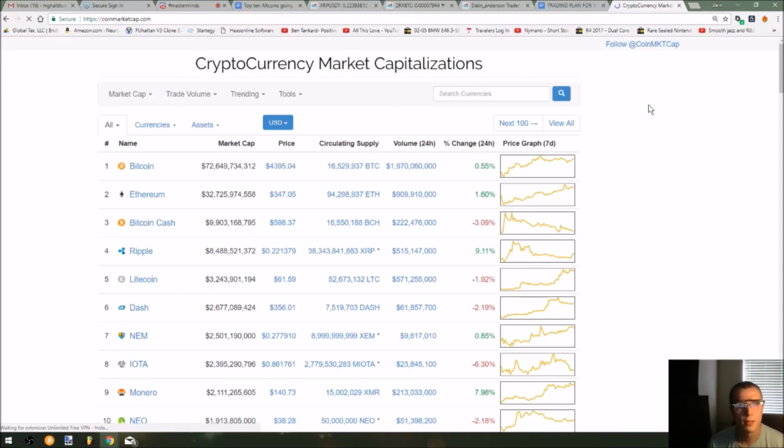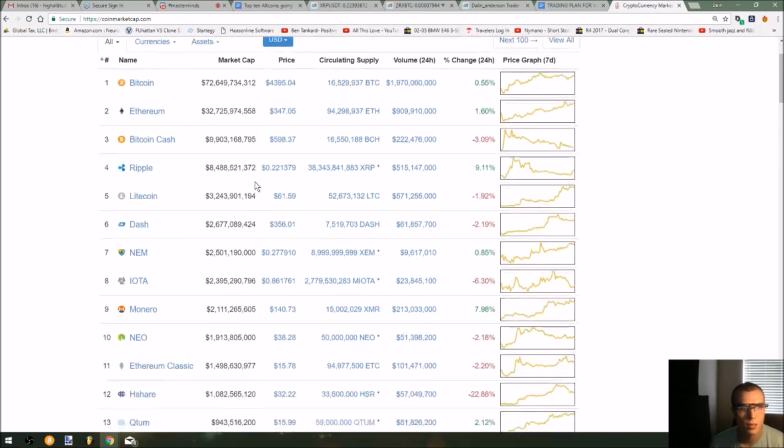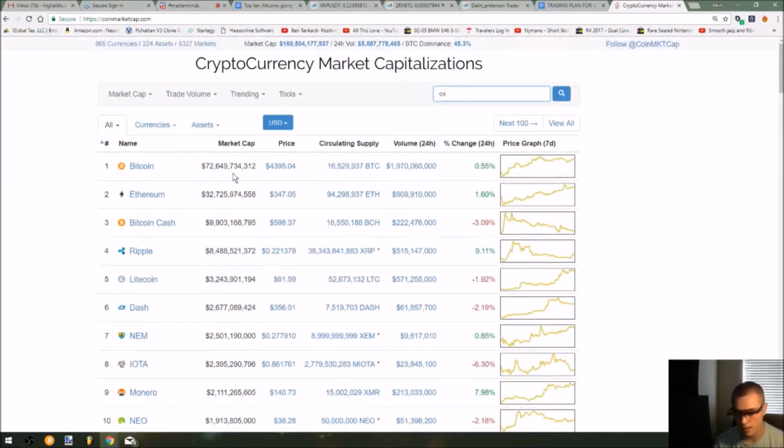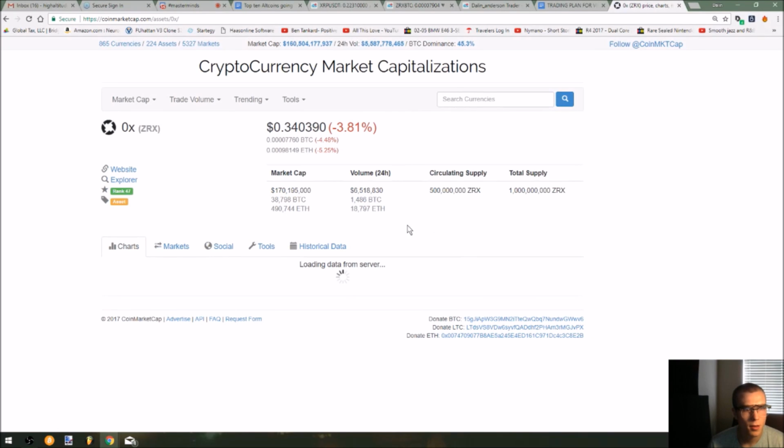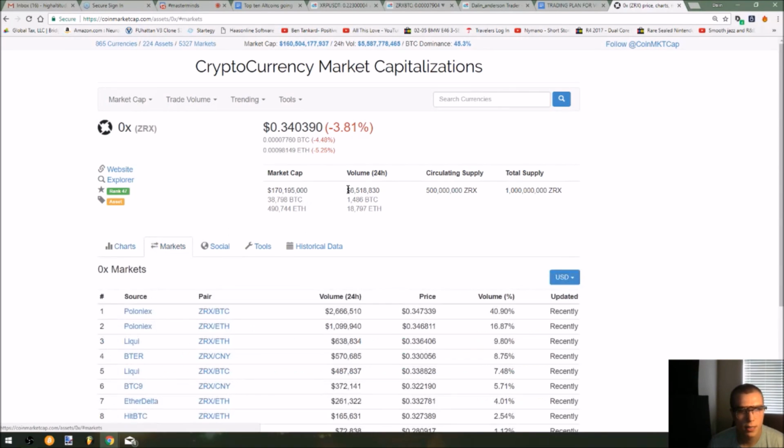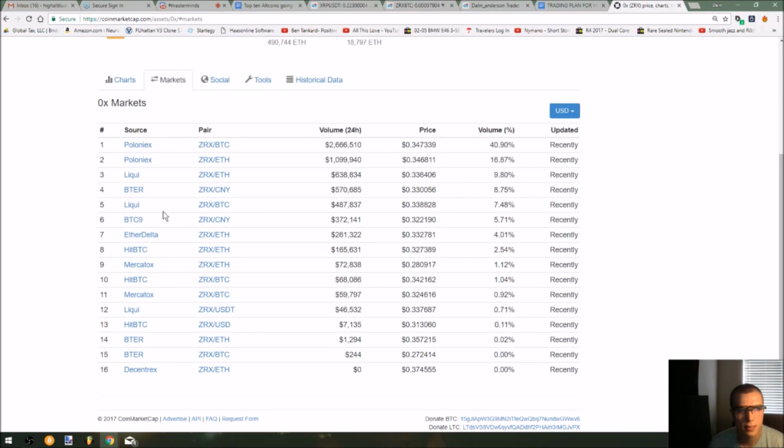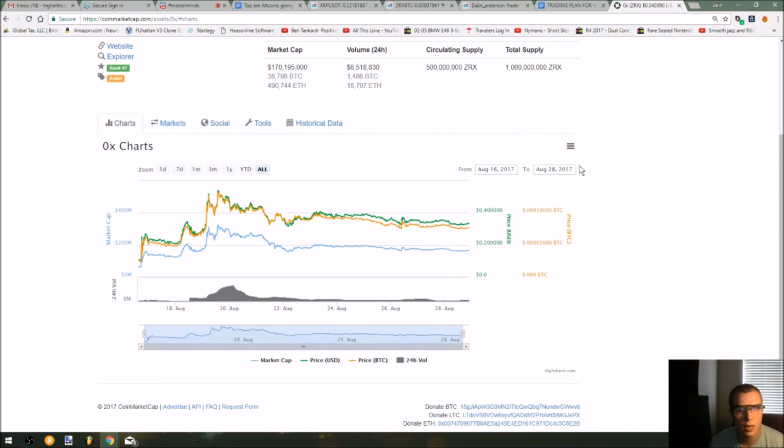Coinmarketcap.com. Alright, so if we look at the OX exchanges, maybe I'll just type in ZRX here. Yeah, there we go. ZRX. This is on coinmarketcap.com. Then you can click on markets, and this will tell you the places that you can buy and sell this, which is Ether Delta, Liquid, BTER, a bunch of exchanges that I don't use. I generally use Poloniex and Bittrex. So it's available on multiple exchanges.